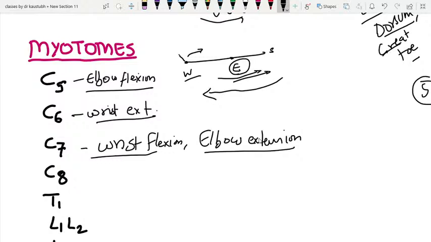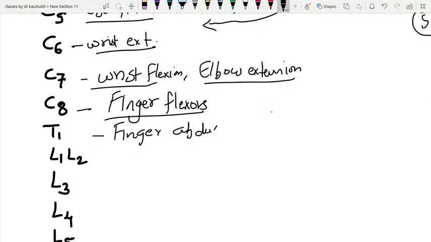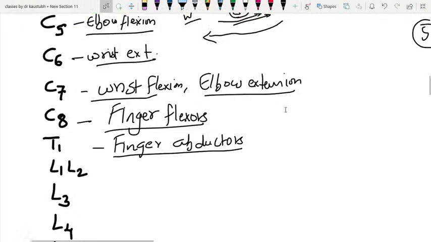So you need to flex and abduct your fingers. C8 is the myotome for finger flexors. Okay, this is a myotome for finger flexors, whereas T1 is a myotome for finger abductors. Understood? Simple thing to remember.